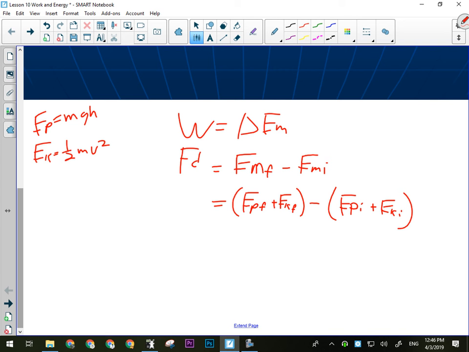So if it's the situation where I'm having work done on me, what happens to my mechanical energy? It goes up. Work is a transfer or a change of mechanical energy. If work is done to me, then my mechanical energy is greater. The object that's doing the work on me is going to have less mechanical energy. It's transferring some away, I'm gaining it. All right, everybody okay with that idea? So that's kind of what we're looking at.